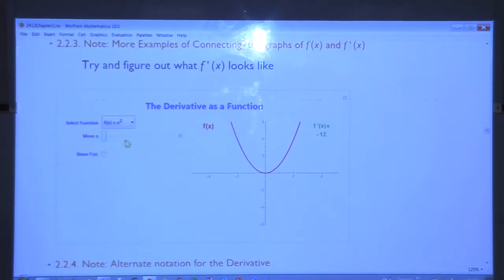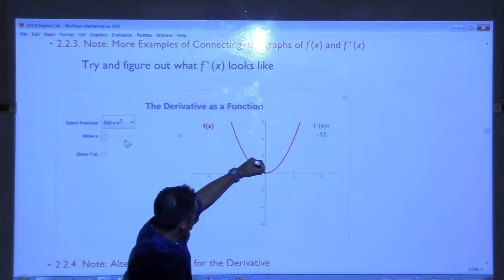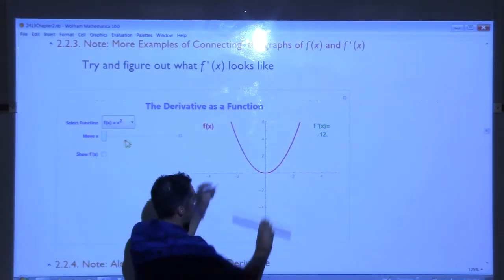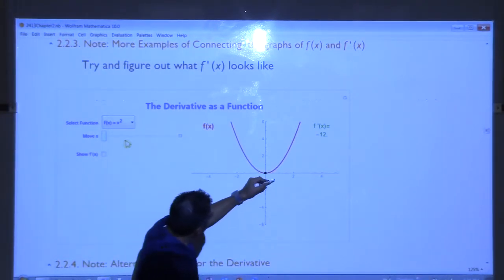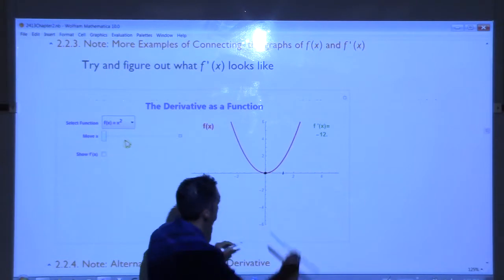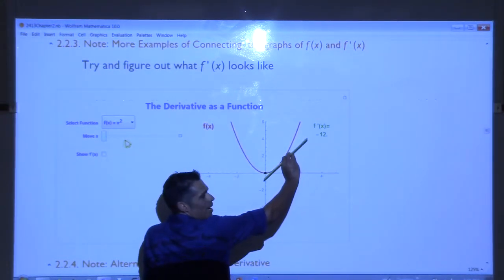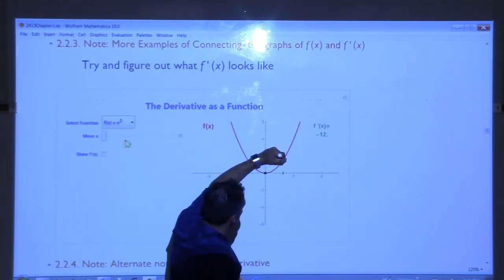How about at 0? What's the slope of the tangent line at x equals 0? Okay, so slope here is 0. So that means I'm going to plot a point at 0. All right, what about, I don't know, right about in here? What's the slope of the tangent line there? Positive 1 maybe, or 2, I don't know. But it's up here somewhere, right?